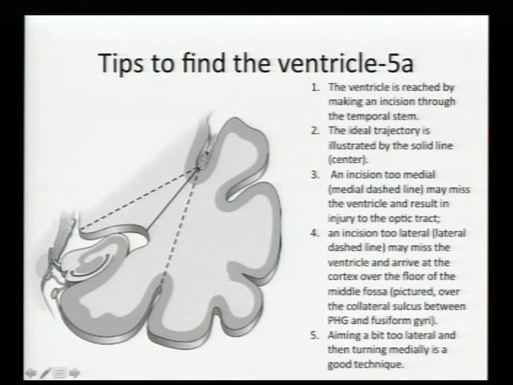Now these are the tips to find the temporal ventricle. The tip number 1 is the ventricle can be reached by making an incision right through the temporal stem, and that is how you can get there. So the ideal trajectory is illustrated by the solid line. You have to understand that if you go too medially into the roof, you can actually go into the internal capsule. So you have to be very careful not to go medially, because the internal capsule is just 20 millimeters above the roof of the temporal horn. And if you come too laterally, you can go into the floor of the temporal lobe and you can miss the temporal horn again.